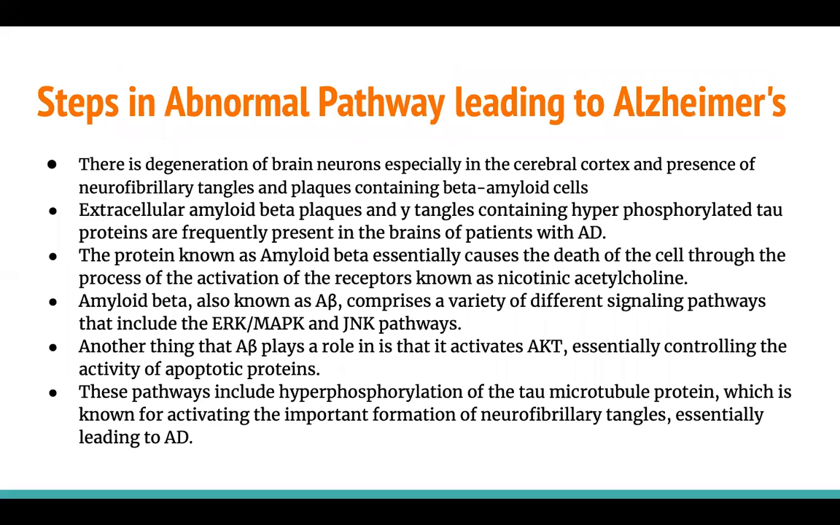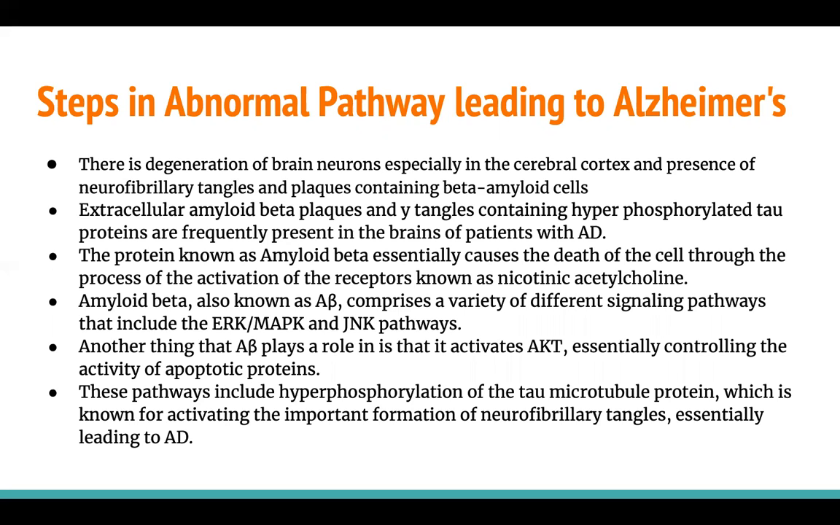Steps in the abnormal pathway leading to Alzheimer's. There's a degeneration of brain neurons, especially in the cerebral cortex, and the presence of neurofibrillary tangles and plaques containing beta amyloid, also known as A beta. Extracellular amyloid beta plaques and tangles containing hyperphosphorylated tau proteins are frequently present in the brains of patients with AD. The protein known as amyloid beta essentially causes the death of the cell through activation of the receptors known as nicotinic acetylcholine.